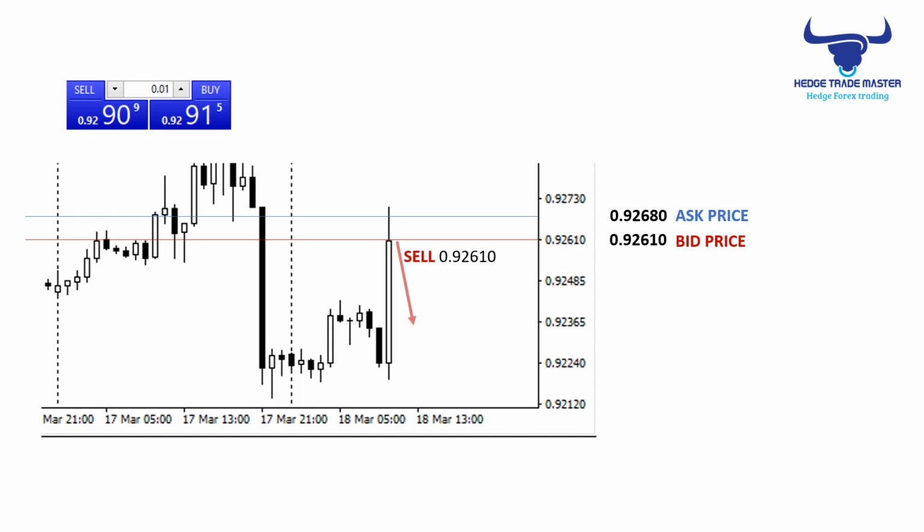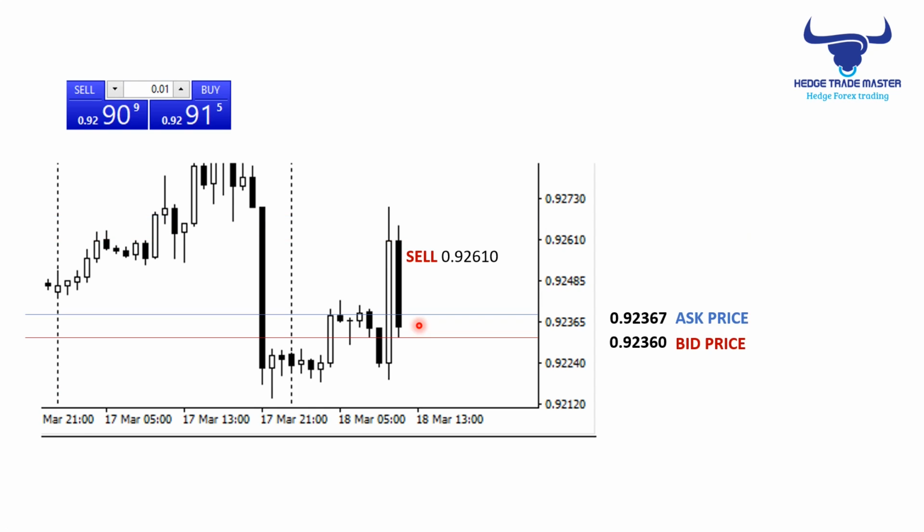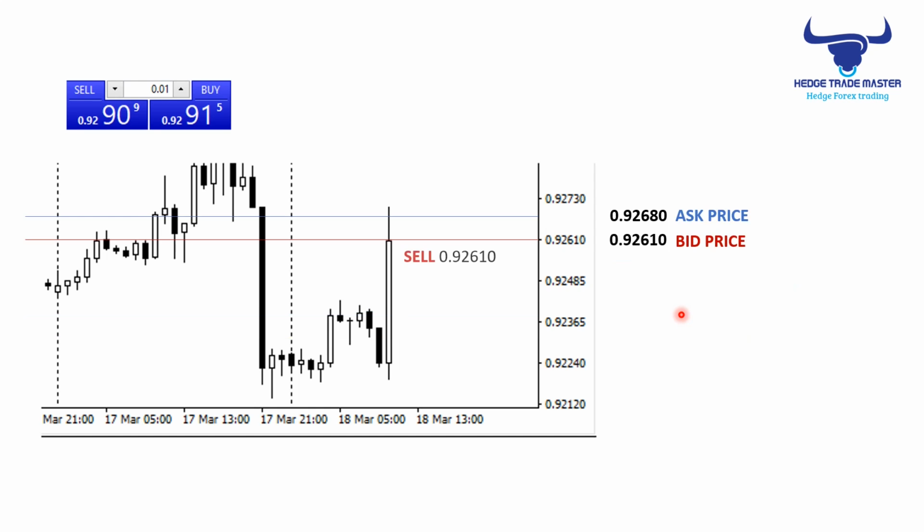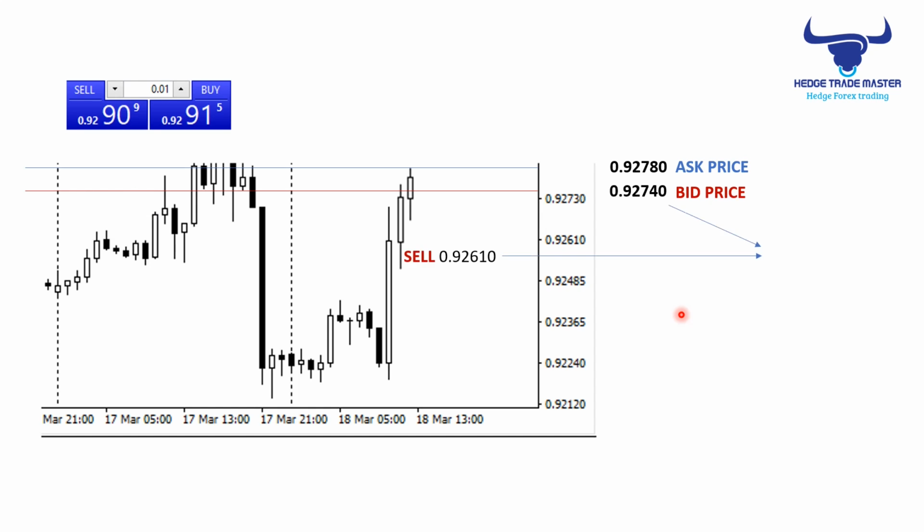Now let's proceed to the scenarios. Let's assume you sell at this price level and it went down. So the difference between 92610 and this 92367, which is 224 points, you gain 0.024 dollars. However, if you sell and it went up, the difference between the bid price and your selling price will be your loss. Okay, so that's how it works.